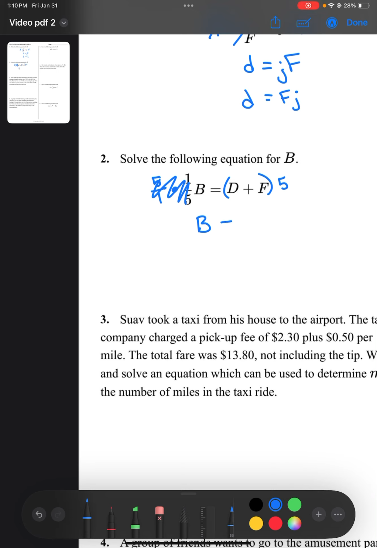So then we have B and D plus F times 5. You could also write it like this. This is also an option if you wanted to distribute that 5, but those are also the same thing because it's with multiplication.